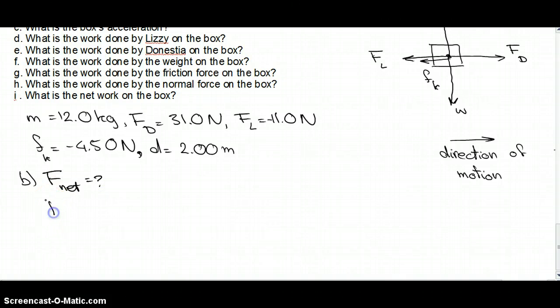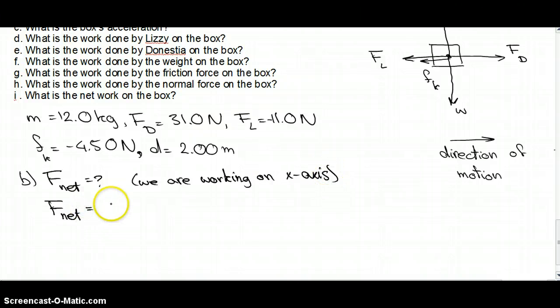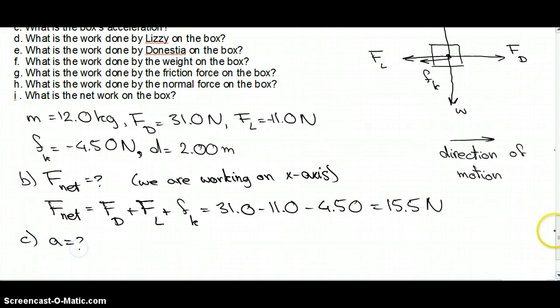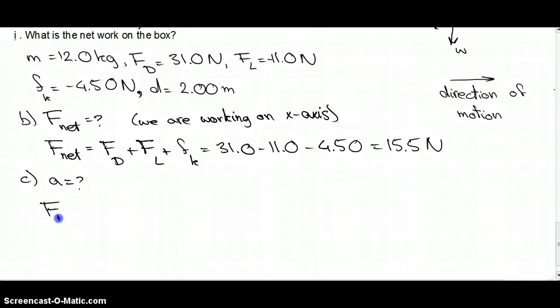We add all the forces on the x-axis. So, the forces are force by Donesia, force by Lizzie, and force of friction, which is 31, negative 11, negative 4.5. The answer is 15.5 newtons. Now, what is the acceleration? We are accelerating, so we use Newton's second law, F net equals ma.